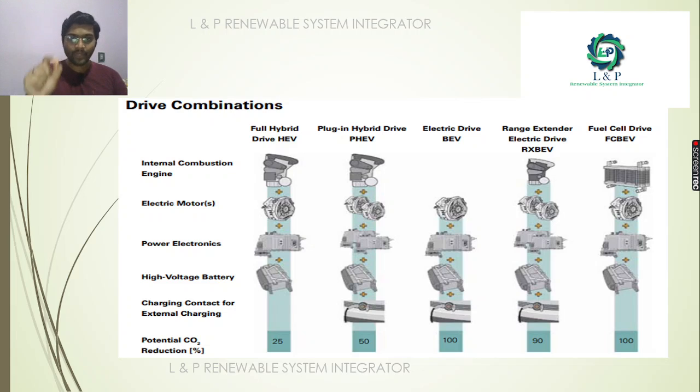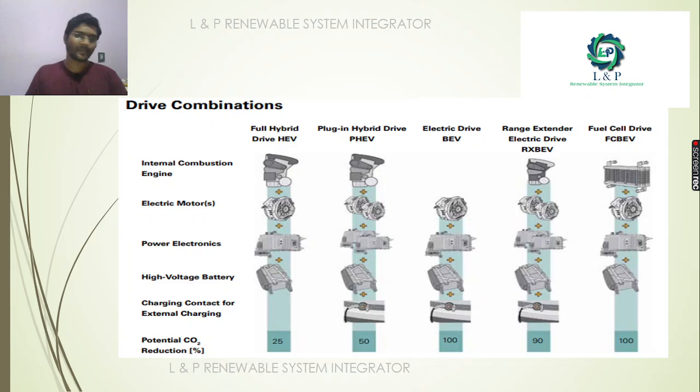In the full hybrid drive HEV, it has an internal combustion engine, an electric motor, power electronics, and a high voltage battery. See, there is no charging contact. It means that the electric motor itself acts as an alternator. How much CO2 is reduced in the full hybrid drive? Just 25%. And the second type is PHEV, the plug-in hybrid electric vehicle. This consists of an internal combustion engine, electric motor, power electronics, high voltage battery, and a charging contact for external charging as well. So how much CO2 is reduced if you use this vehicle?